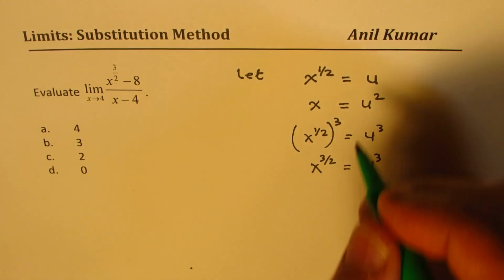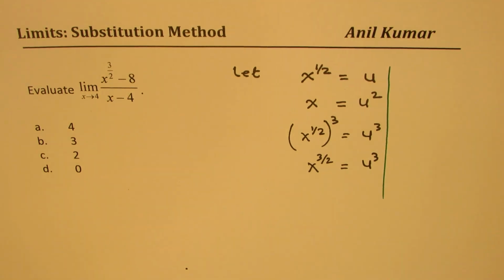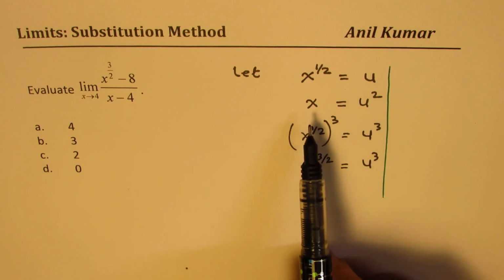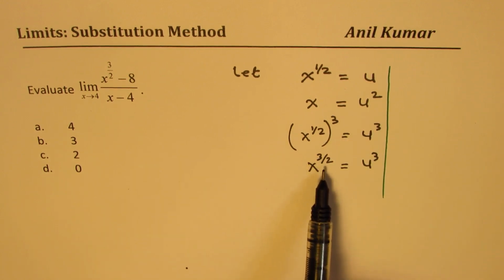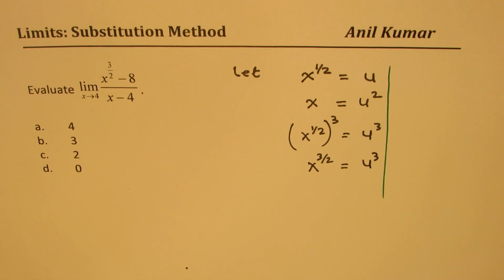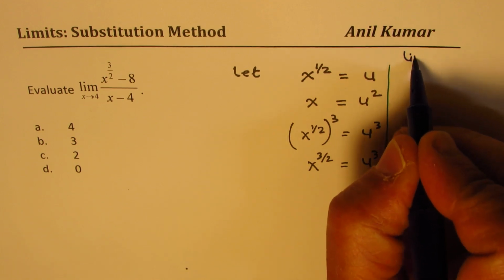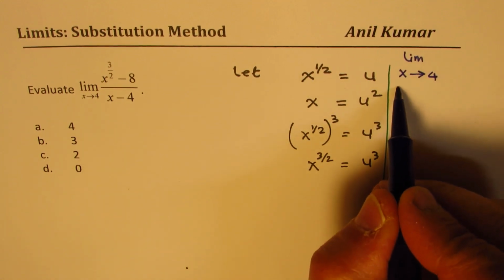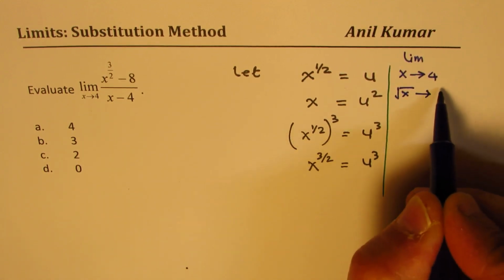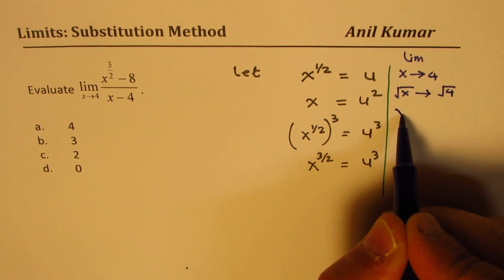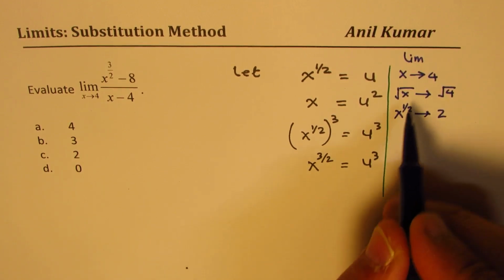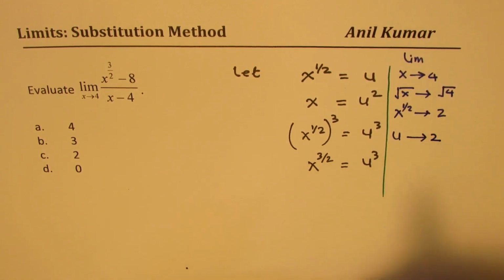Now second, we have to look into the limit. We have done the substitution, which is x to the power of half is u. So we can write x as u square and x to the power of 3 over 2 as u cube. The other part which is important to understand is what happens to the limit. As far as the limit is concerned, x is approaching 4. So if x is approaching 4, then square root of x is approaching what? It is square root of 4. That means x to the power of half, which is the same as square root of x, is approaching 2. So we have u approaching 2, correct?